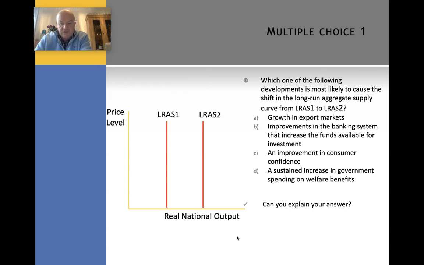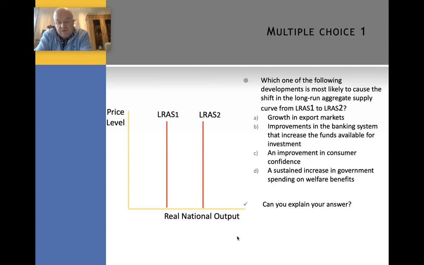Let's take a look at this question, a few questions for you to consider. First, multiple choice question: which of the following developments is most likely to cause a shift in the long run aggregate supply curve from LRAS 1 to LRAS 2? So we've got 4 options: growth in export markets, improvements in the banking system, an improvement in consumer confidence, and a sustained increase in government spending on welfare benefits.